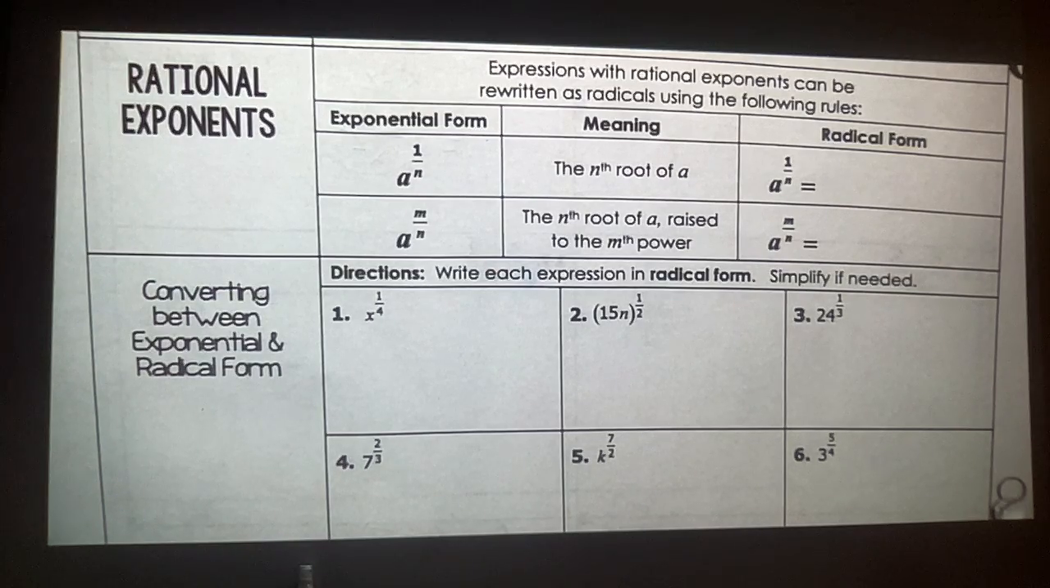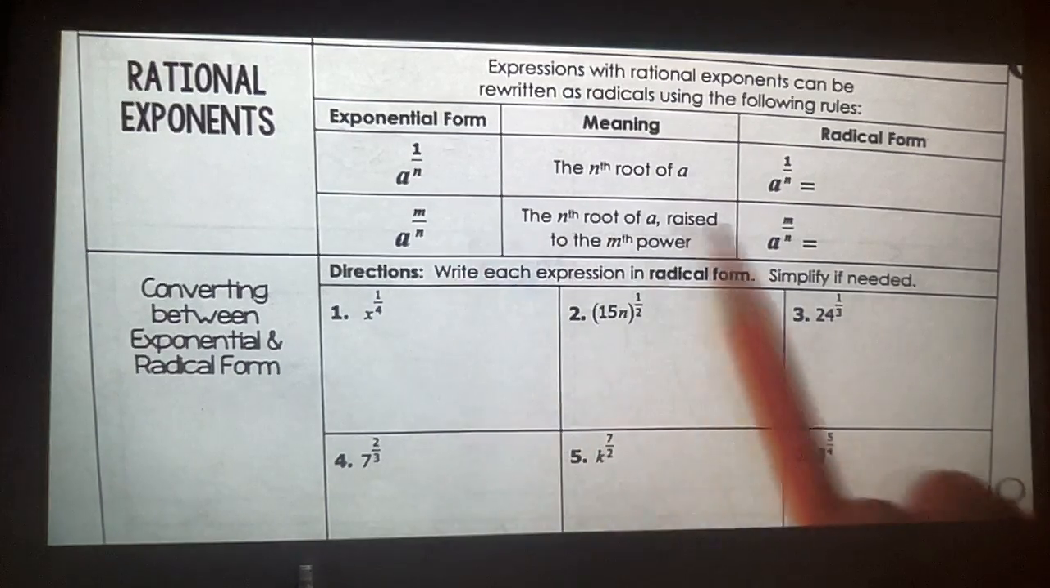So what are we looking at here? We're looking at rational exponents. Expressions with rational exponents can be rewritten as radicals, and using the following rules, you can do that. So the exponential form is what you're looking at right here. This is the exponential form, meaning the nth root of a.